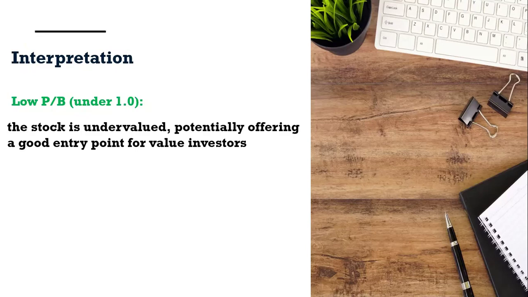So they can now grab these stocks at a cheaper price, knowing that in the future it's going to grow, or they will receive dividends every month as they wait. So long-term investors or value investors like it. They use the PB ratio to see if the company is undervalued and if it's the right time for them to enter the market. So the stock is undervalued, potentially offering a good entry point for value investors. That's what it means.